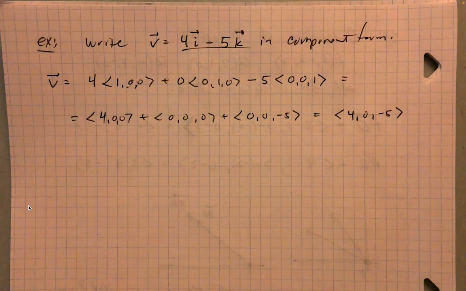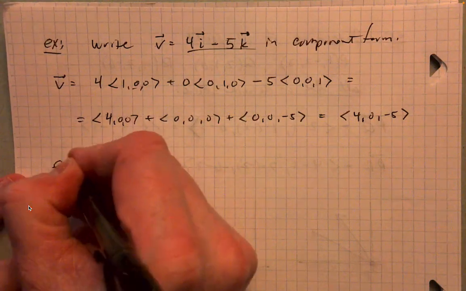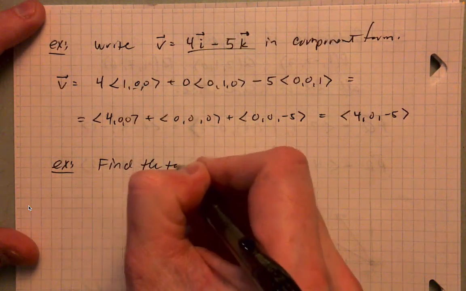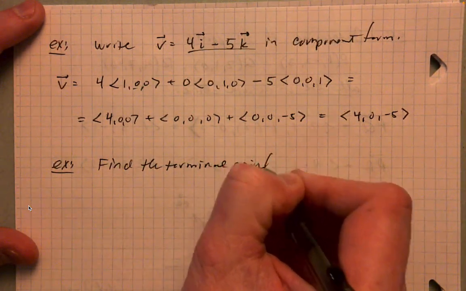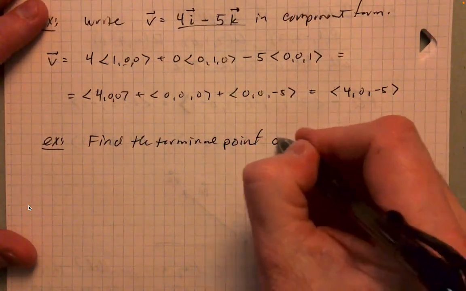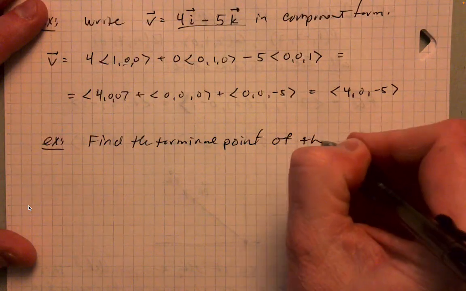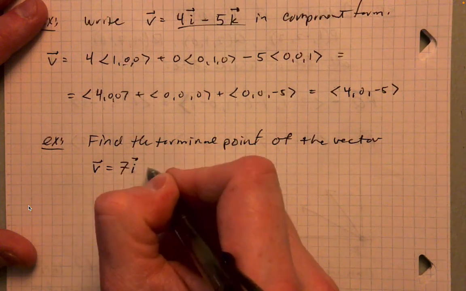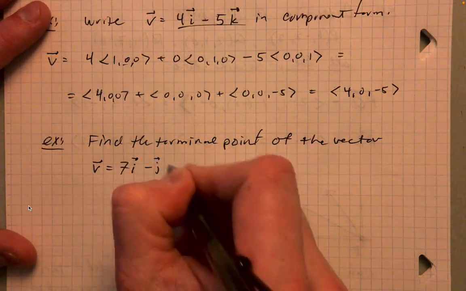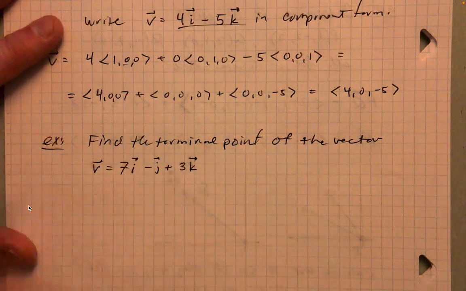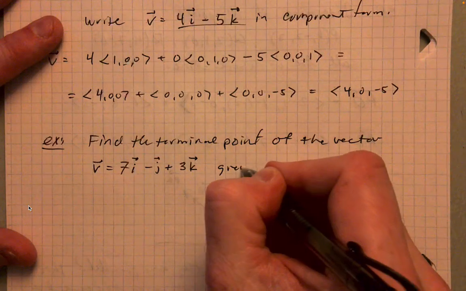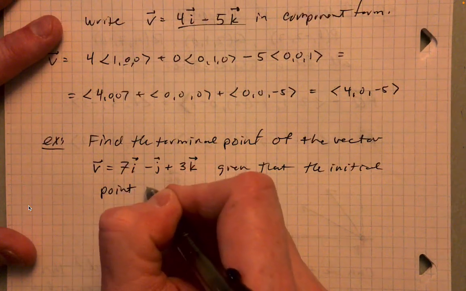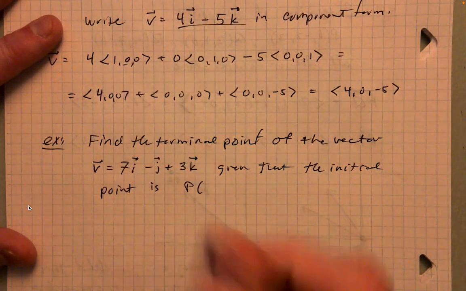All right, let's do one more example. In this example, let's find the terminal point of the vector v equals 7i minus j plus 3k, given that the initial point is P, and then it's negative 2, 3, 5.